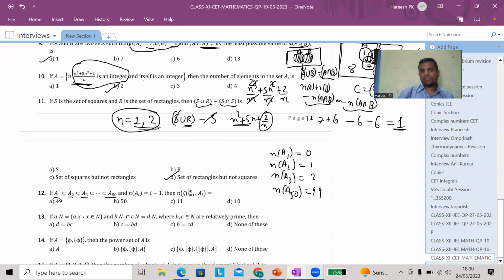Now, they are asking us to find how many elements are there in the intersection from A11 to A50. That means A11 intersection A12 up to A50. So this is a very easy question. Because each one is a subset, the intersection of all of these will be the smallest set itself. And which is the smallest set? Smallest set is A11. And A11 will contain how many elements? A11 contains 10 elements. So the answer here is 10 elements.